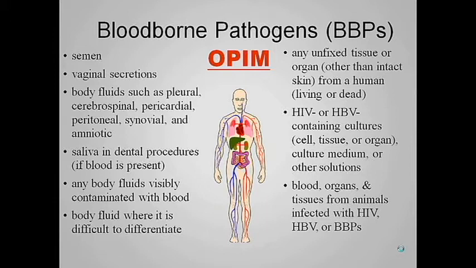Obviously, any unfixed tissue or organ other than intact skin from a human, dead or alive, and sometimes we'll see that typically on motor vehicle accidents or traumas where you may have amputations or whatnot. And then you also have HIV and hepatitis cultures, and blood, organs, and tissues from infected animals.